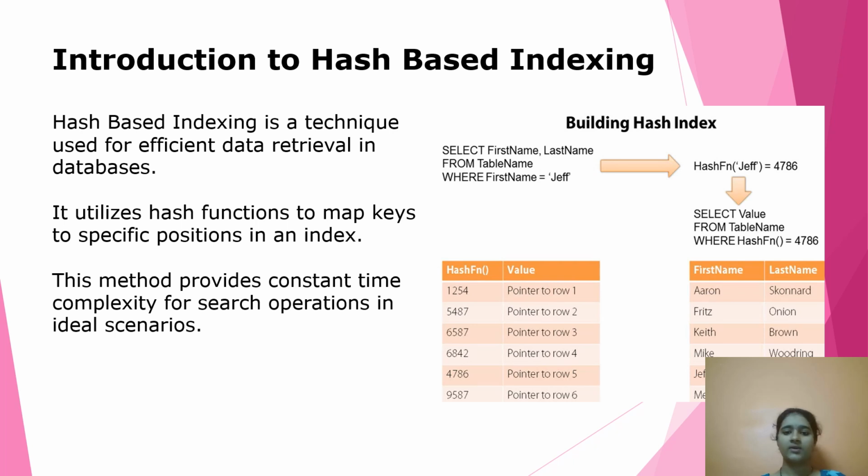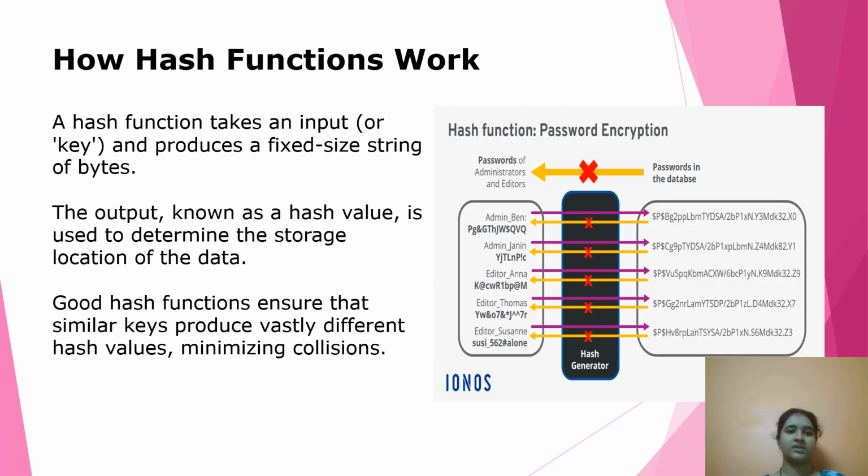Building hash function. Query: select first name, last name from table where first name equal to Jeff; hash function of Jeff equal to 4786. Select value from table name where hash function equal to 4786. How hash functions work: a hash function takes an input or key and produces a fixed size string of bytes. The output, known as hash value, is used to determine the storage location of the data. A good hash function ensures that similar keys produce vastly different hash values, minimizing collisions.